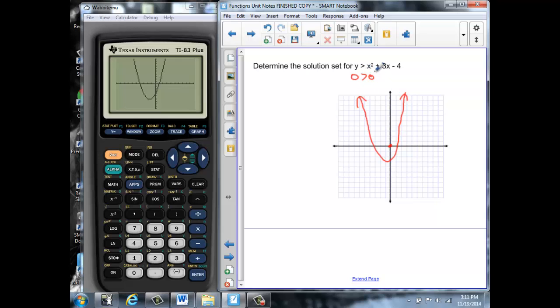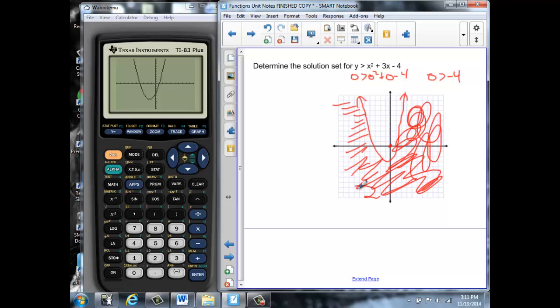Is 0 going to be greater than 0 squared plus 0 minus 4? Is 0 bigger than minus 4? Okay. That means that this point should be an answer. So I want to shade the other side of the graph where the answers are not. So then I'll shade all of this stuff. And I could test other points if I want.